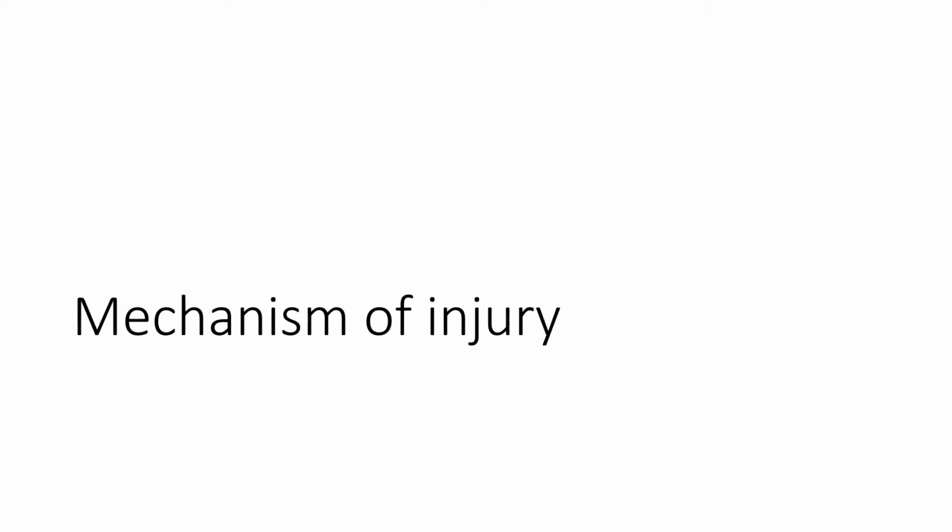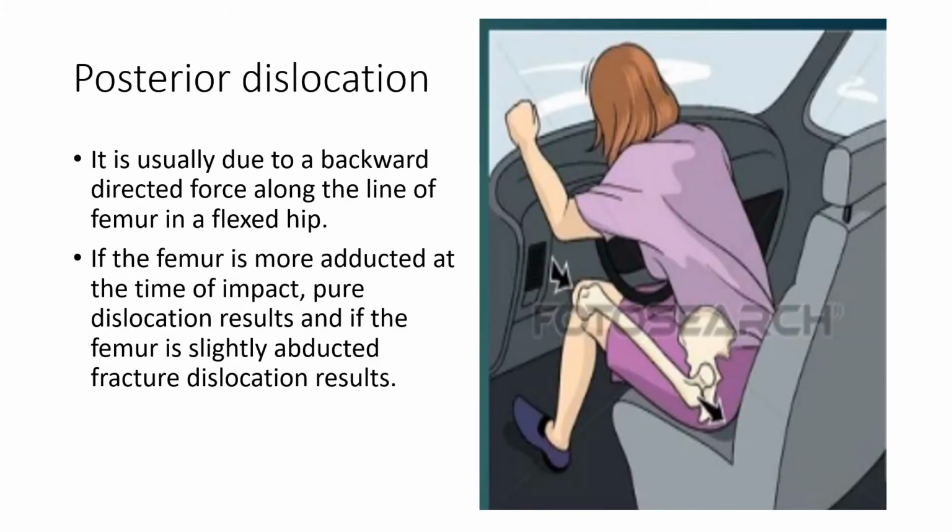Coming to the mechanism of injury, first coming to posterior dislocation. The posterior dislocation commonly occurs in a road traffic accident. It is classically known as a dashboard injury. This is the dashboard of the car. When you have a road traffic accident, the knee in a flexed position strikes the dashboard of the car, and we can have a posterior dislocation.